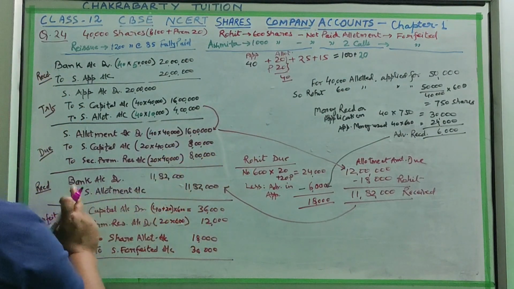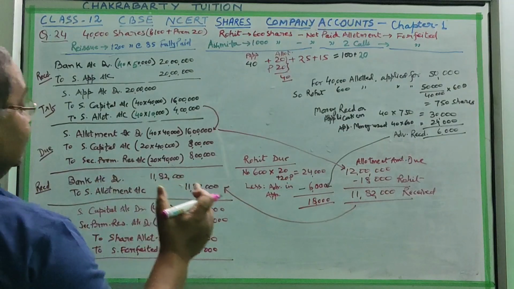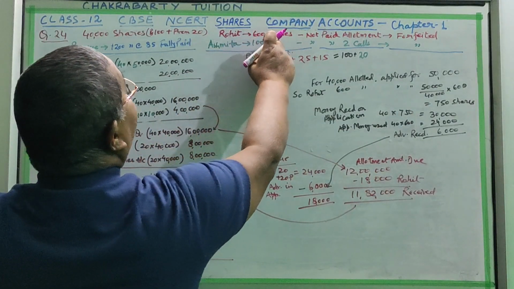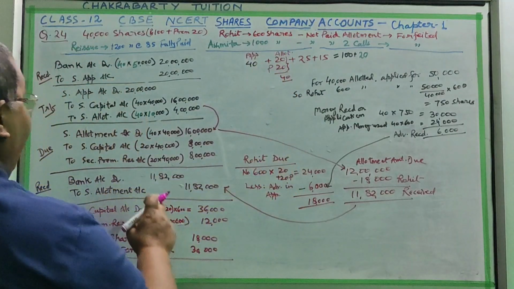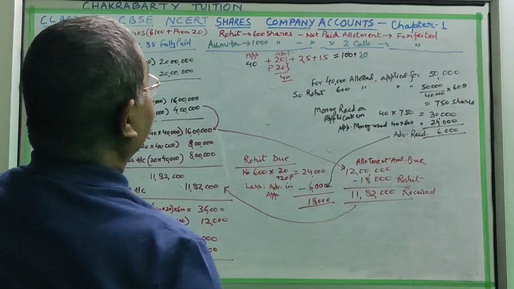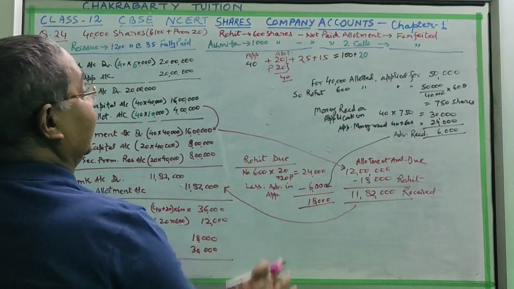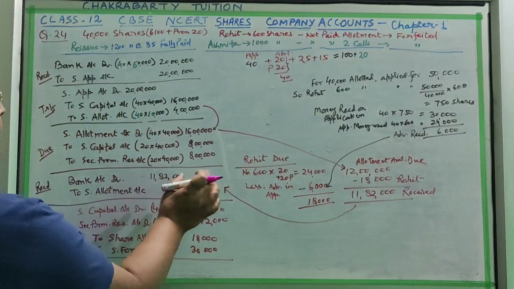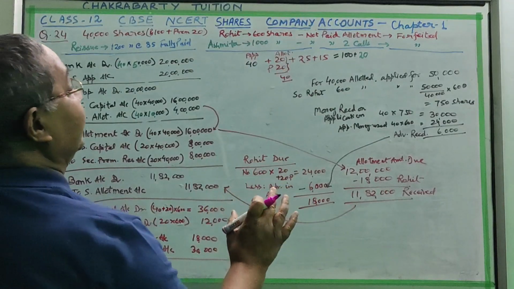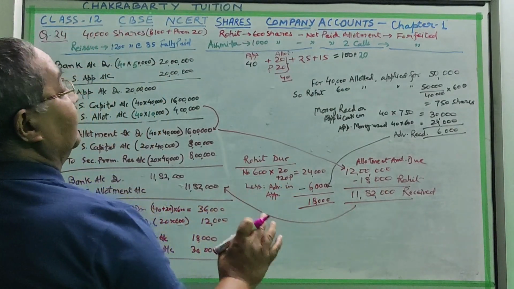Altogether it is okay. Now when it is time to receive the money, you have not received the money from Rohit, who has 600 shares. We have to calculate how much we have not received from Rohit. Because it is a case of pro rata allotment, we have to calculate how much excess Rohit has paid on application. So for this we have calculated.